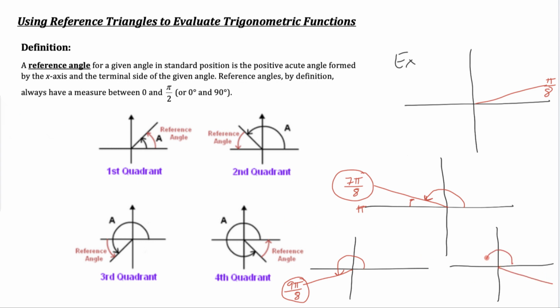So that angle is almost a full rotation. It's pi over 8 less than a full rotation, and remembering that a full rotation is 2 pi, pi over 8 less than a full rotation would be 15 pi over 8, because 2 pi is 16 pi over 8, so 1/8 less than that is 15 pi over 8. So these three angles all have a reference angle of pi over 8. Today we're going to use the idea of reference triangles, which are simply the right triangles that are formed by the reference angles, in order to solve some problems involving the 6 trig functions.